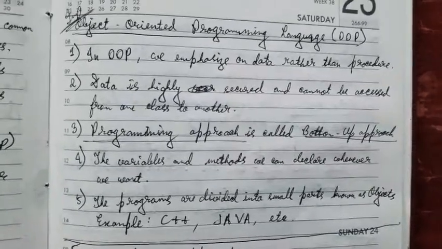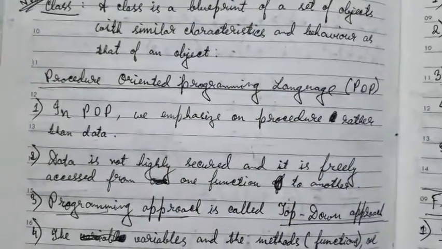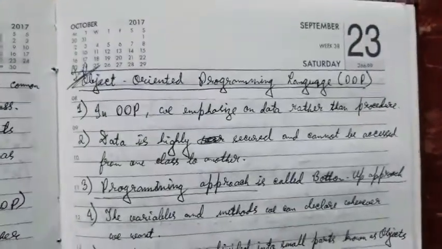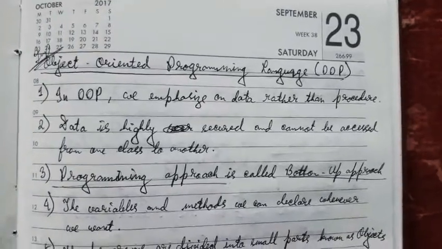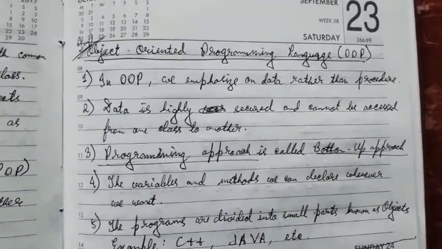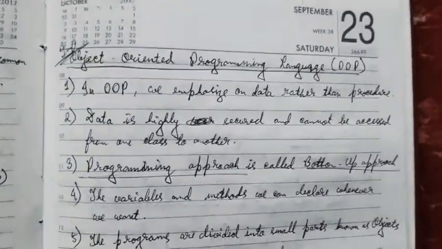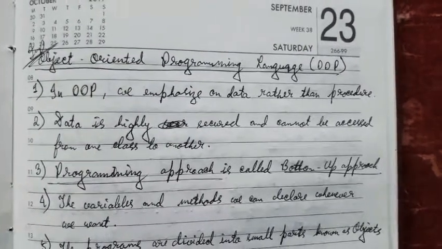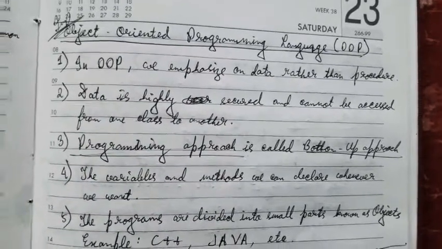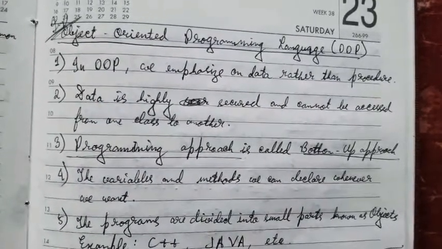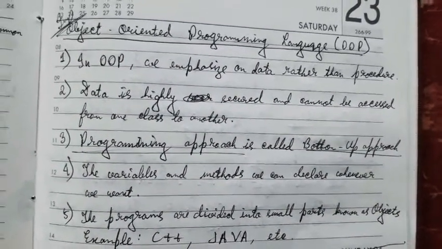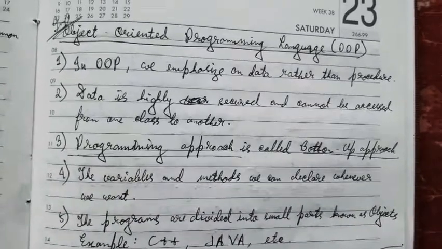Now the first point is, you can see here what is written. In POP we emphasize on procedure rather than data. In OOP we emphasize on data rather than procedure. This is actually the difference between the two programming languages. Alright, in object oriented we emphasize on data rather than procedure. Procedure is not very important in object oriented programming. It is the data that is important. Alright, the data that is provided, and based on that data the program is run and executed.